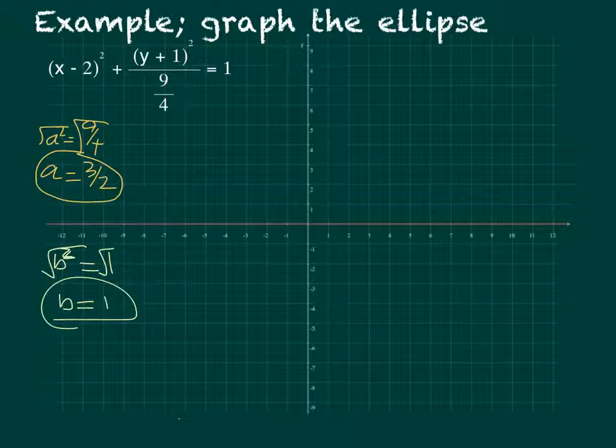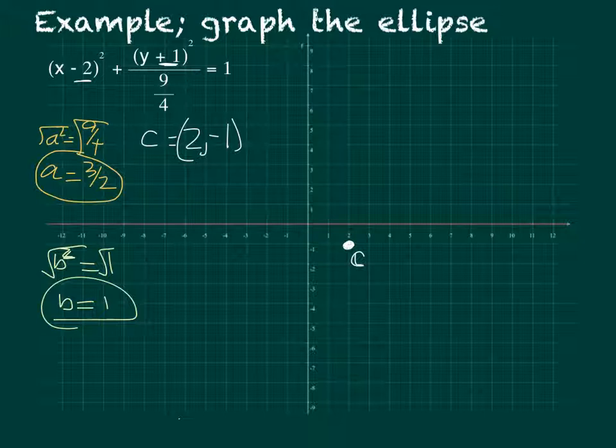So let's graph the center. The center is 2, negative 1. That's the center point. So 2, negative 1, that's right there. Mark that as my center. And then I'll graph my vertex points. So that would be my A, my 3 over 2. So from there, that's matched up with my y value, so that means it's going to be vertical.